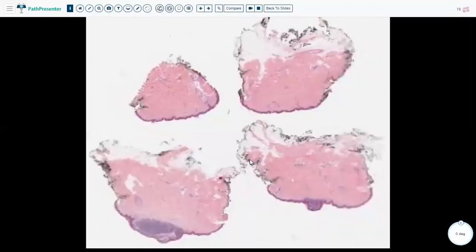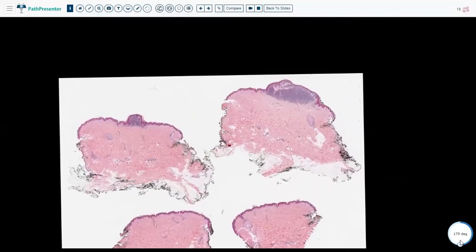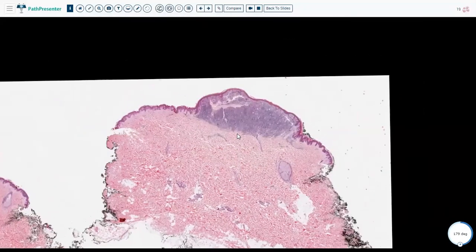Okay, so moving on to our next lesion. Can anyone tell me what we see here?